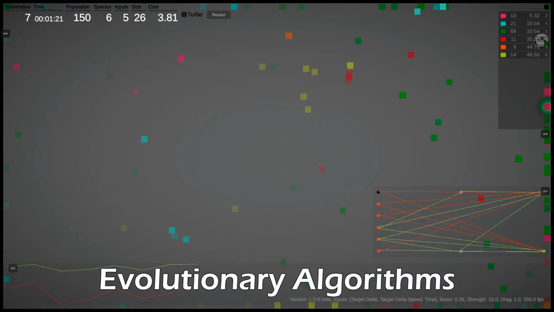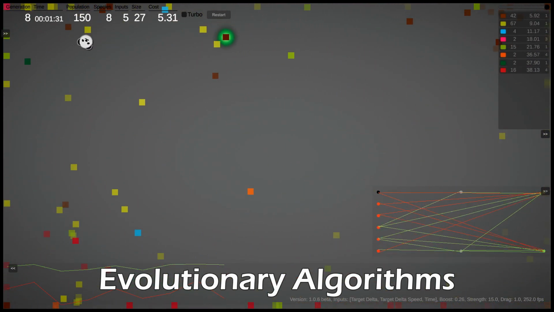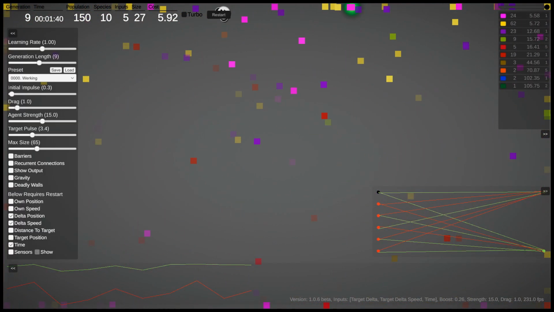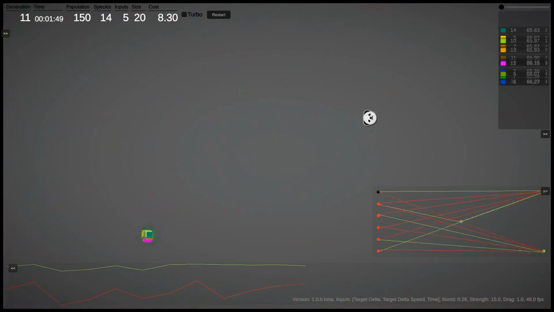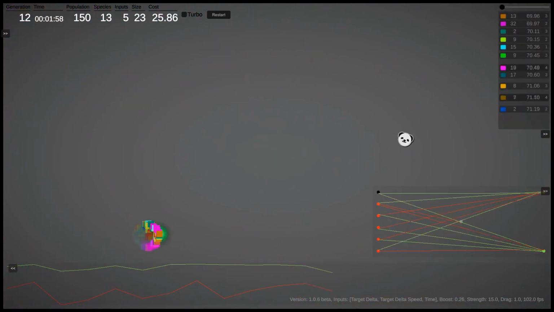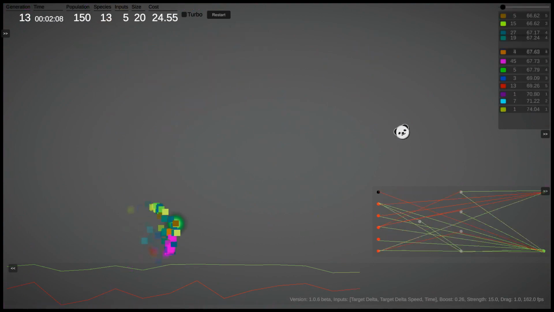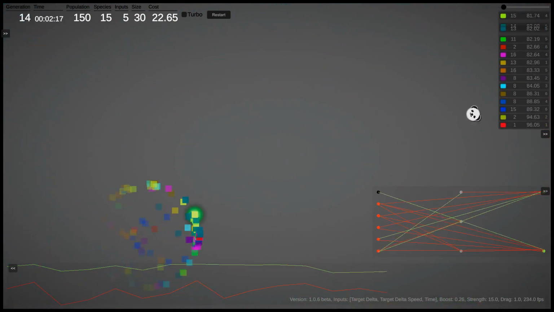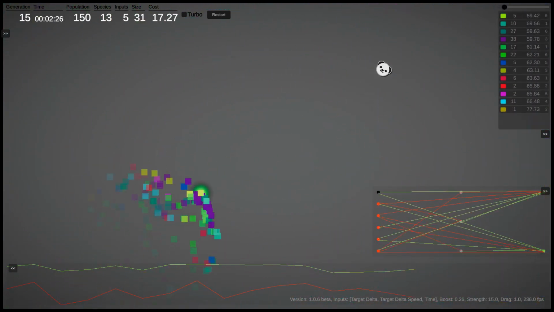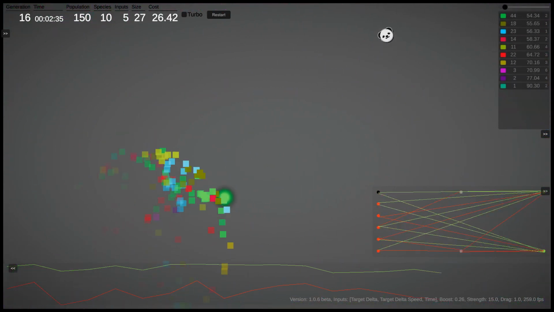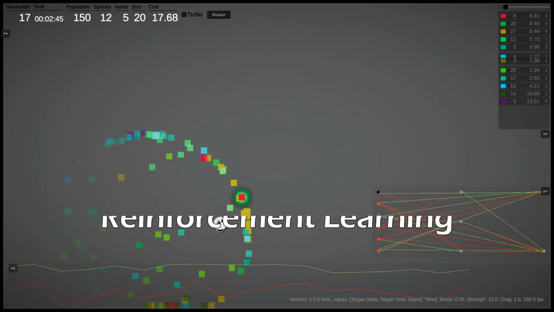Evolutionary algorithms are a form of machine learning that takes inspiration from biological evolution such as reproduction, mutation, recombination, and selection. A successful individual is more likely to have offspring than an unsuccessful individual. Over time, successful traits are likely to persist. What we're doing here is also considered reinforcement learning.